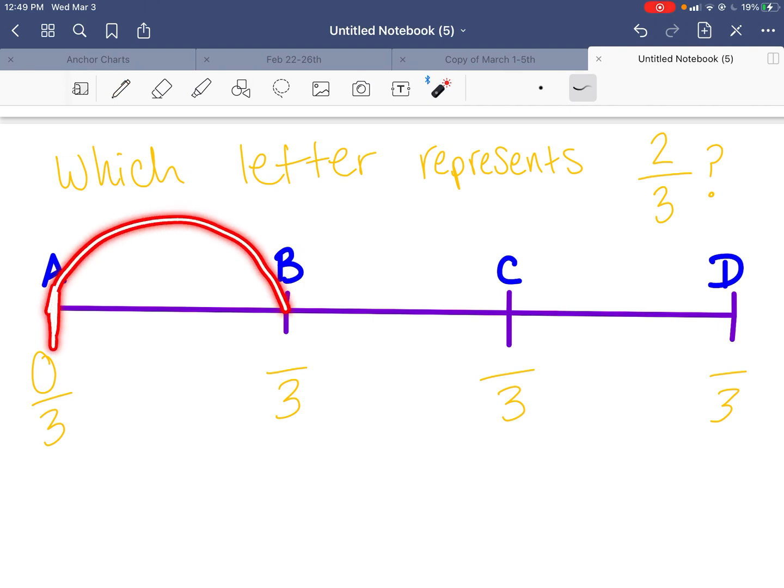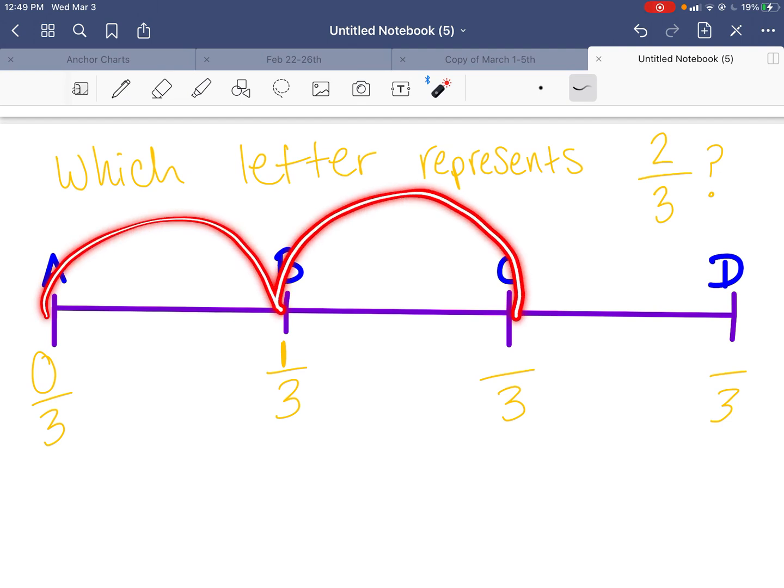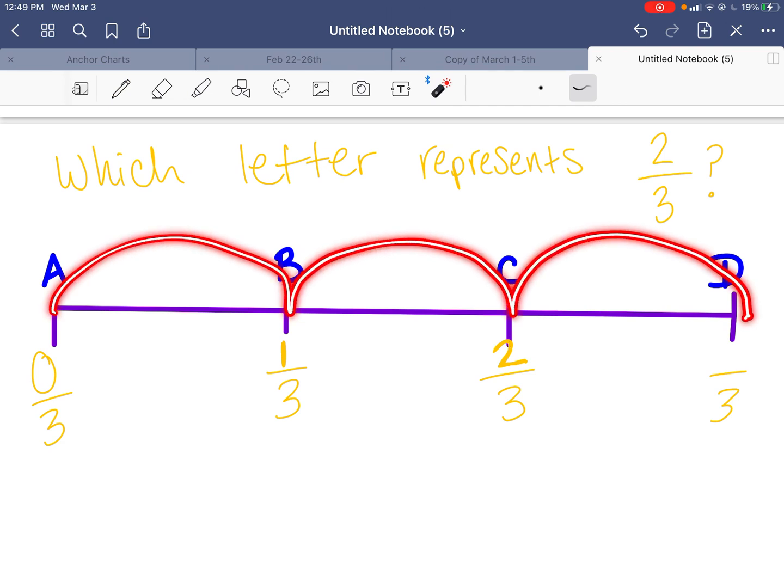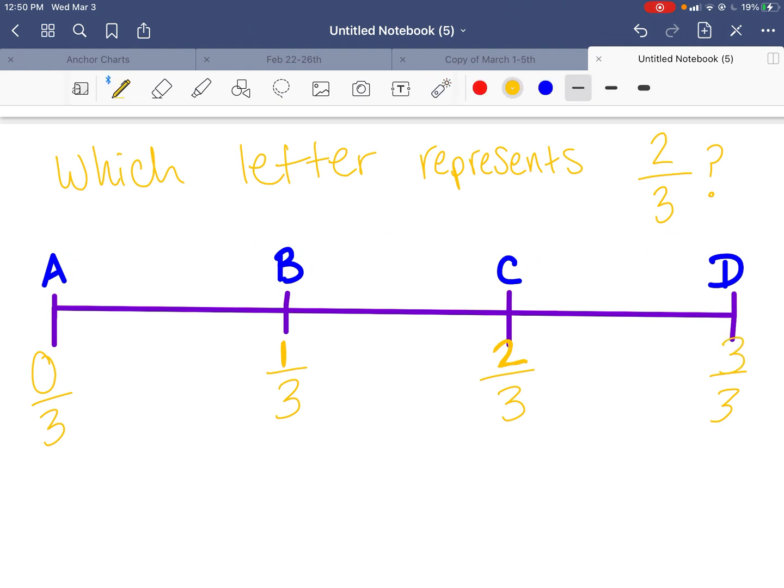All right, so now let's jump. We start, now let's jump. How many times have I jumped? I've jumped 1 time. So this fraction is 1/3. B is at 1/3. All right, so if we were to take it another step, I jump again. Here is 2/3. All right, C is at 2/3. Then if I jump one more time, there I land at the end. That is 3/3. So where is 2/3? Which letter represents 2/3? Here's 2/3. What letter? C. So C is where 2/3 is at. All right, does that make sense? Awesome.